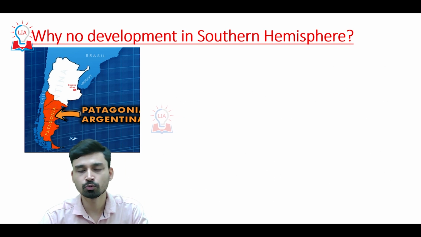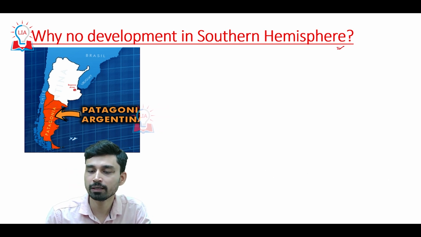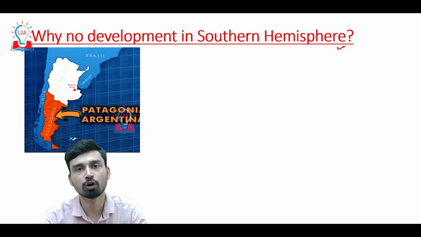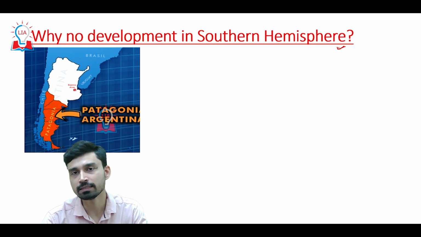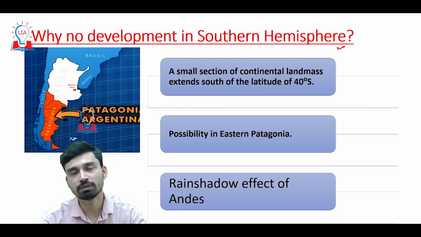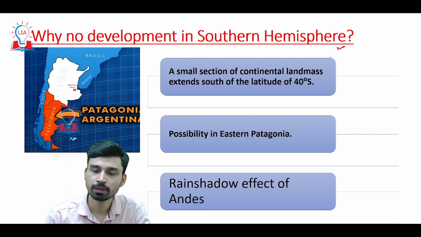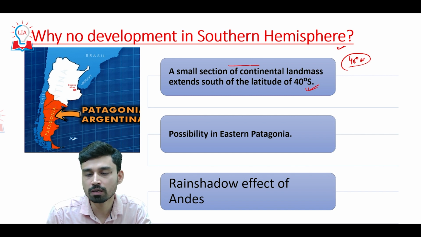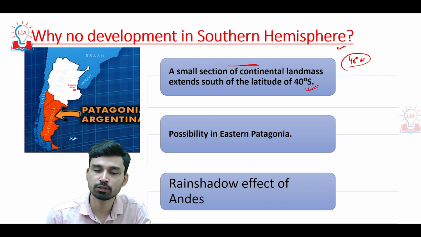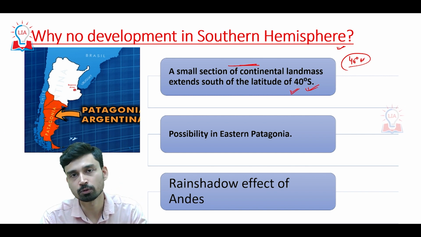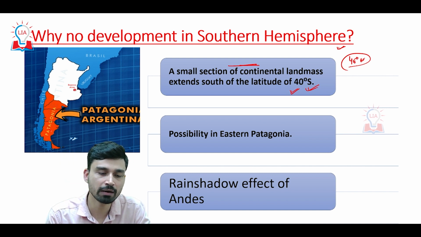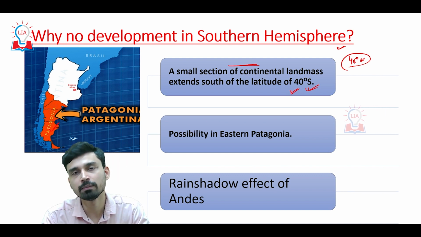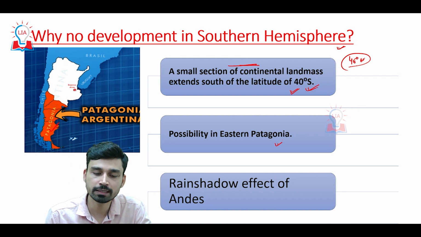The most important question that comes to our mind is why this climatic region has developed only in the northern hemisphere and is absent in the southern hemisphere. Two major reasons we can attribute to this. First of all, this climate develops between 45° to 60° latitude, and in the southern hemisphere a very small section of any continent actually extends south of 40° south latitude. The only place where this climate could have developed is in South America, in the Patagonian region of Argentina.